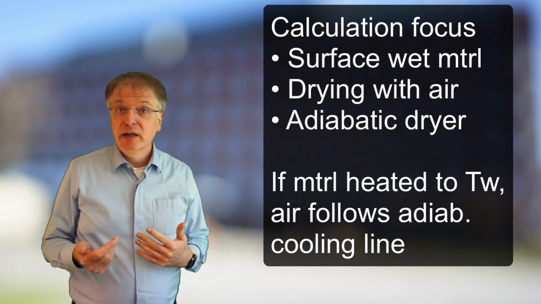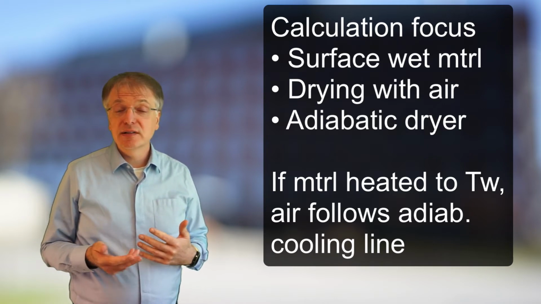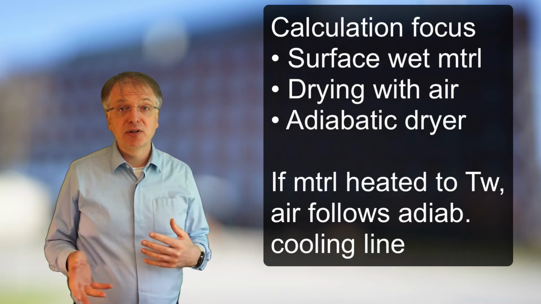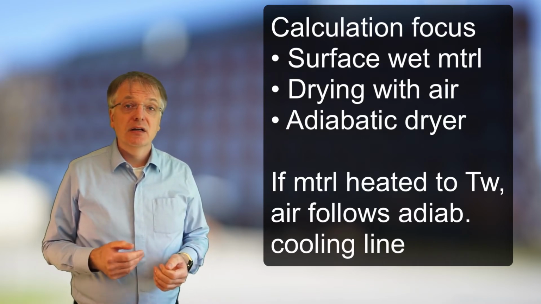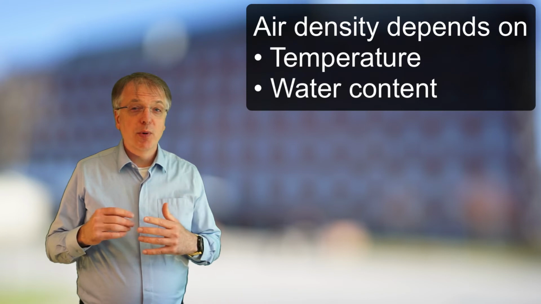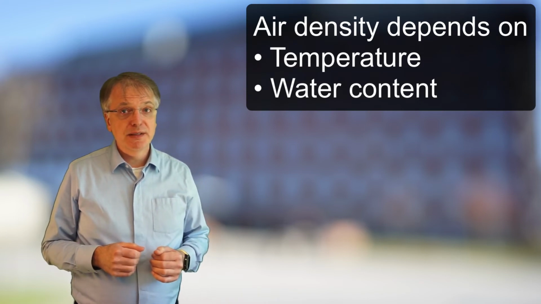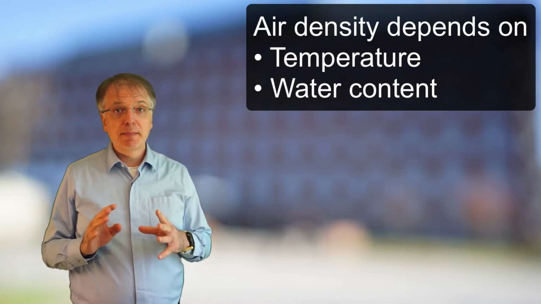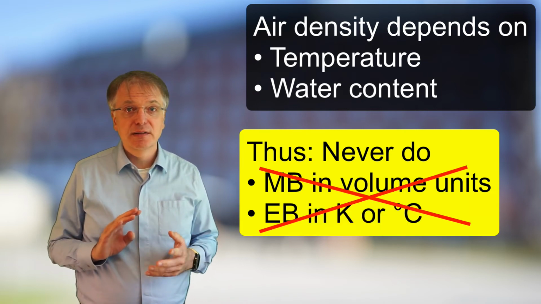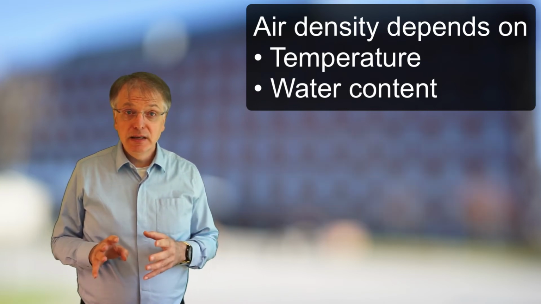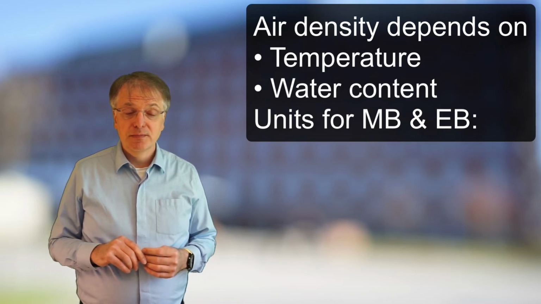For moist air, the adiabatic cooling lines are essentially the same as the wet temperature lines, as long as we have modest temperatures and air-water contents. Note, density of air varies with both temperature and humidity. Thus, you can't make mass balances in volume units and definitely not energy balance in temperature units. Instead, you need to use proper units.